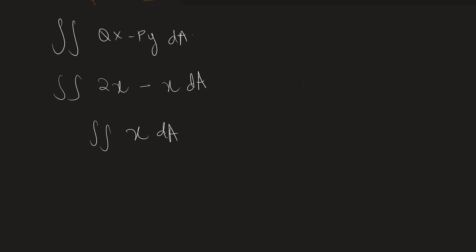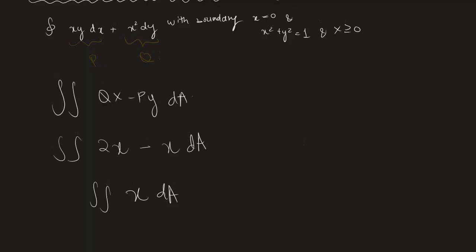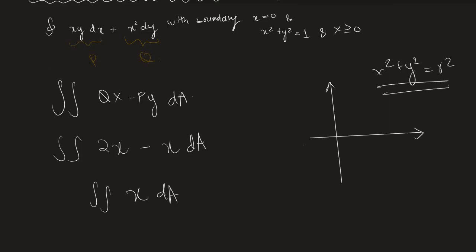Now once we have this, what do we do next? We need to know the limits of integration, right? For this, first we need to draw the region given with the boundaries. So let's go ahead and draw this region. This is an equation of a circle with radius equal to 1, because an equation of a circle is x squared plus y squared equals r squared, and here r squared equals 1, so the radius is 1. So this is our region then.